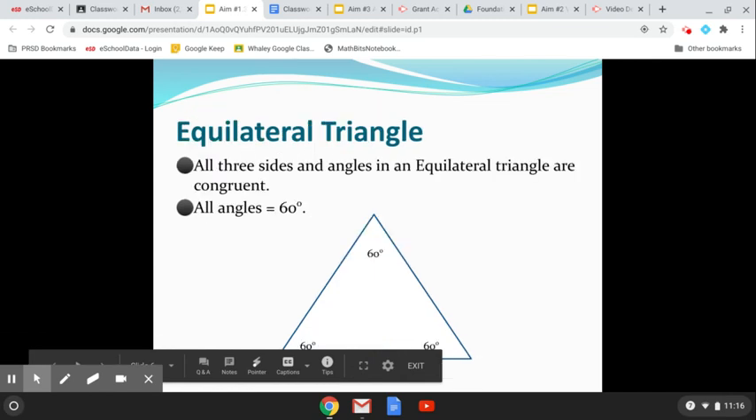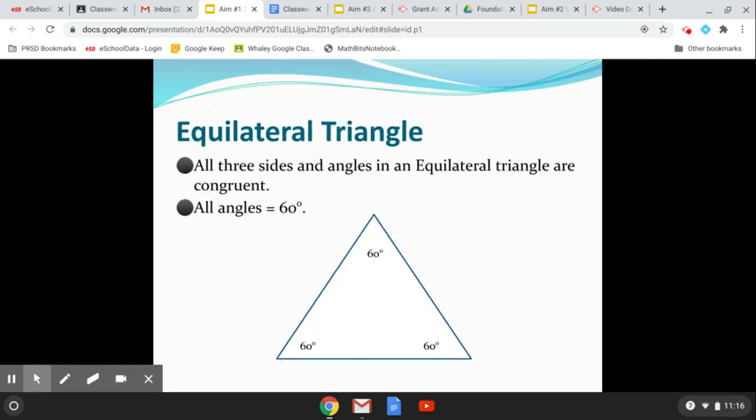Okay. One really famous one, the equilateral triangle. Equilateral, just in its name, it's got sort of that equal part of it. All the sides are congruent and all the angles are congruent. They all have to be 60 degrees because, as we talked about earlier, three angles of a triangle must add up to be 180. So there's an equilateral triangle.